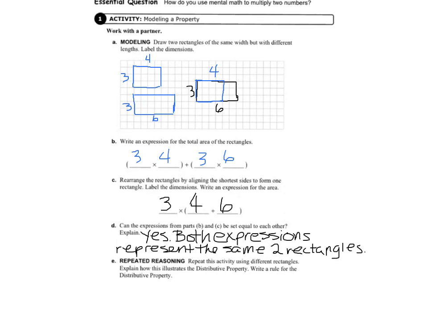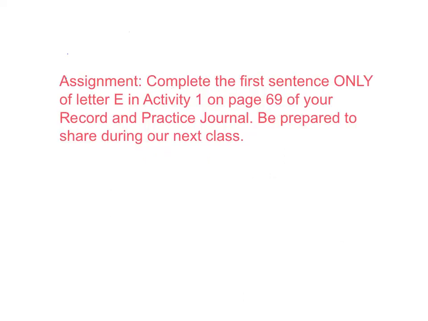For homework, you are going to be doing the first direction in activity E, but not the rest of it. So you're just going to be doing the part where it says repeat this activity using different rectangles. The rest of it we will do in class. Your assignment for this lesson is to complete the first sentence only of letter E in Activity 1 on page 69 of your Record and Practice Journal. Be prepared to share during our next class.